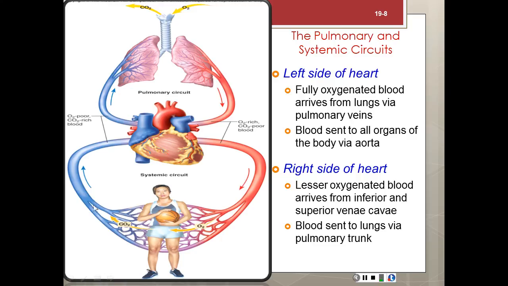So this is our deoxygenated blood that's returning to the heart from the inferior vena cava and the superior vena cava. So then the blood will be sent to the lungs via the pulmonary trunk, which is here. There are left and right pulmonary arteries, sent through to the lungs so that it can receive oxygen and get rid of our carbon dioxide. So our left side deals with oxygenated blood, and our right side deals with deoxygenated blood.